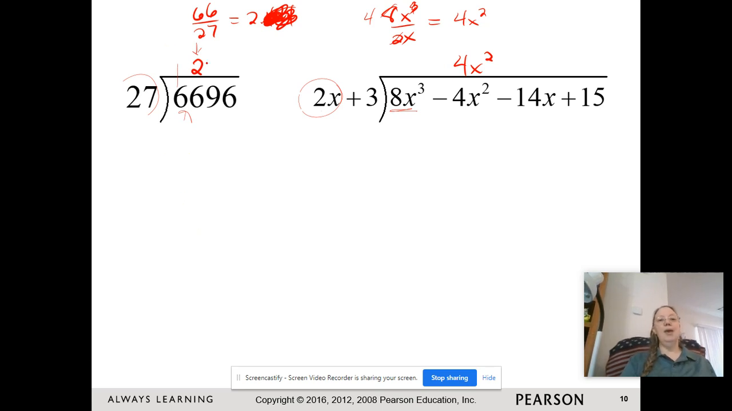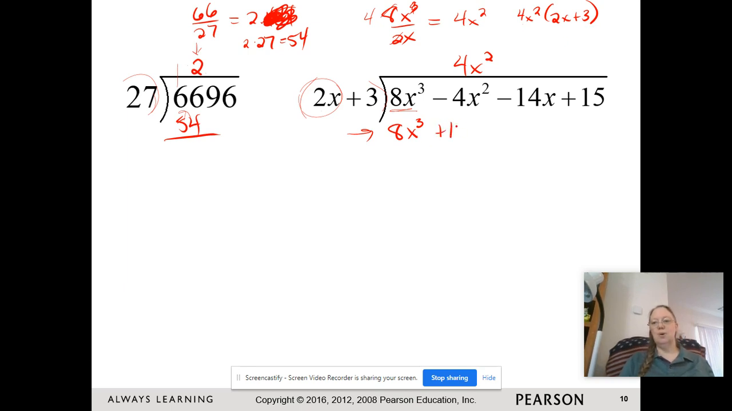Now, once we have a number here, we take this number and we multiply by 27. 2 times 27 gives me 54, which I'm going to put directly under there. Same thing over here. I'm going to take my 4x squared. This time I'm going to multiply the entire binomial. So 4x squared, and I'm going to multiply 2x plus 3, and I'm going to put it right down there, right underneath. So 4x squared times 2x gives me 8x cubed, and 4x squared times 3 gives me 12x squared. Okay.